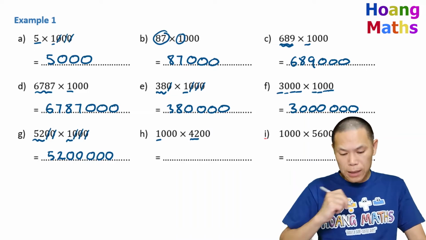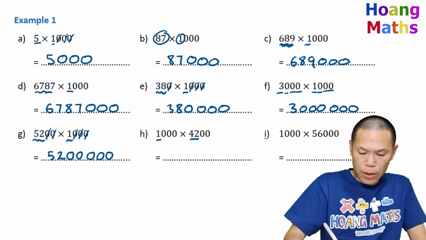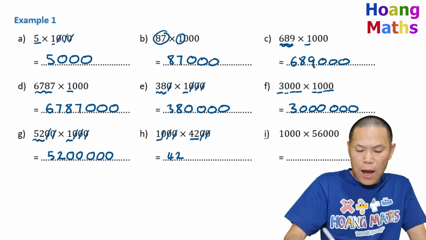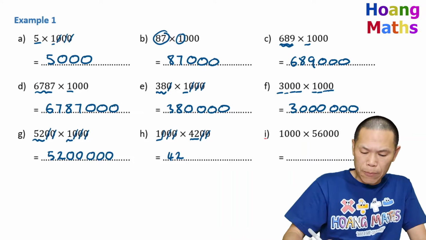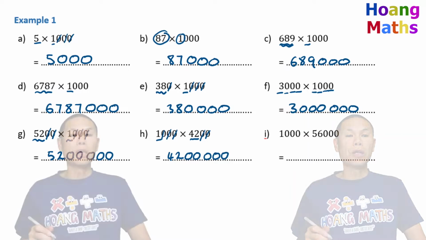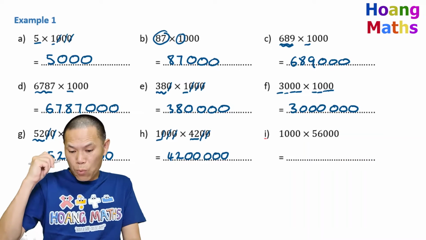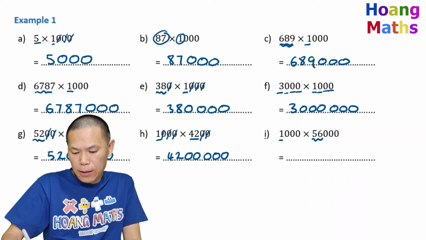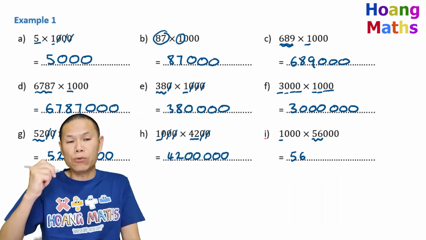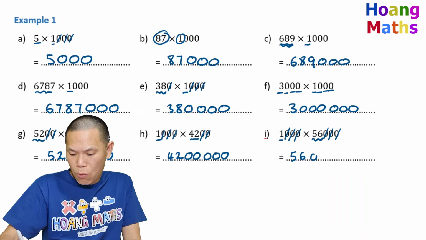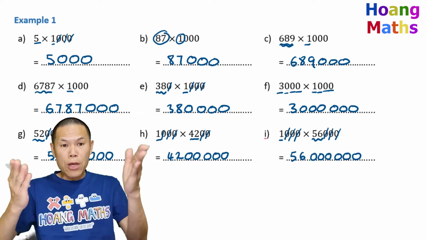Next one, we have 1,000 times 4,200. It is exactly the same, as we just go 42 times 1. The answer is 42. And we have 1, 2, 3, 4, 5 zeros. So we have 5 zeros, so we just write it down. And part I, we have 1,000 times 56,000. So 1 times 56 is 56. So we just need to write down the zeros. We have 1, 2, 3, 4, 5, 6 zeros. So there you go.